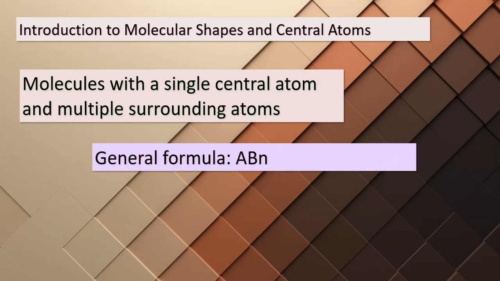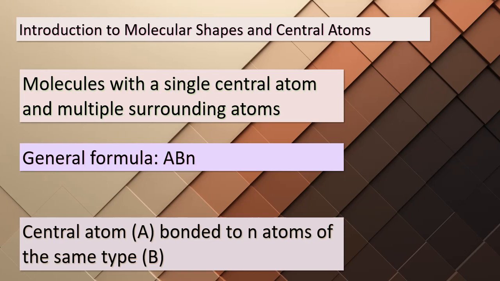Hello, students. Today, we're stepping into the fascinating realm of molecular shapes. Our journey begins with molecules that have a distinctive structure, a single central atom bonded to 2 or more atoms of the same type. We use the general formula ABn to describe these molecules, where the central atom forms bonds with n atoms of type B.